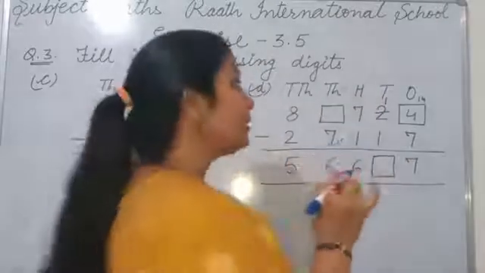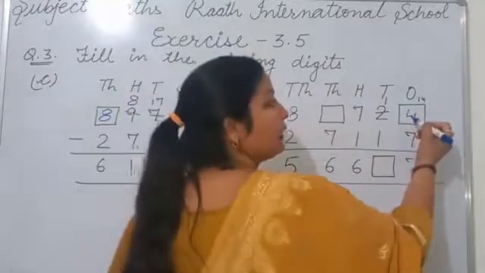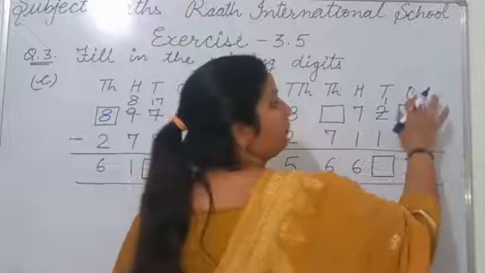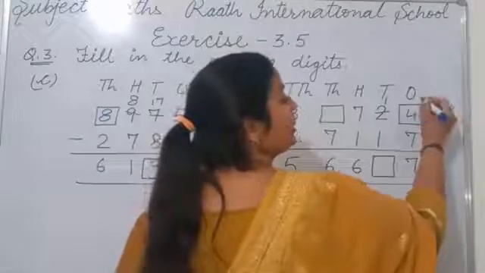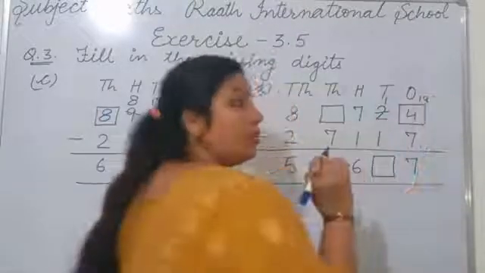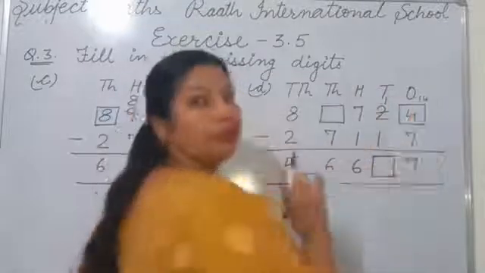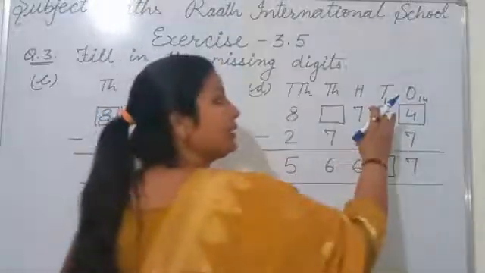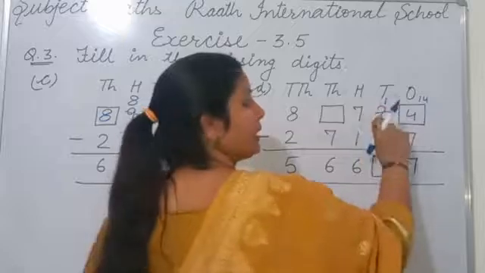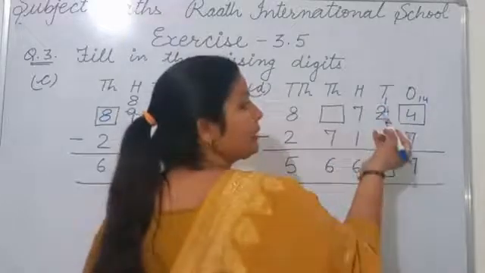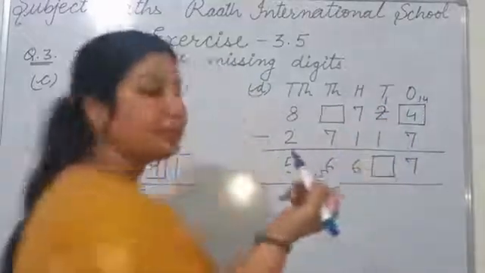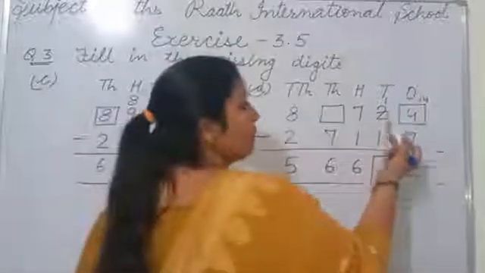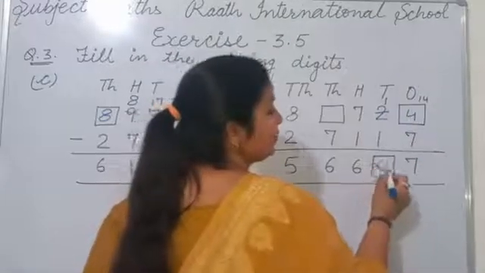So in that condition, 14 comes, so we fill 4 here, and we take one borrowing from here. You can write a small 14 also, but in the box we fill 4. Now we have taken borrowing from the tens column, so now in tens column there is 1. So now we subtract the tens column: 1 minus 1 is 0.